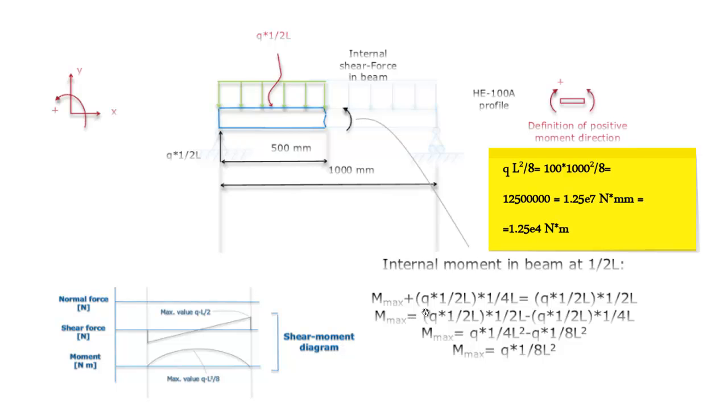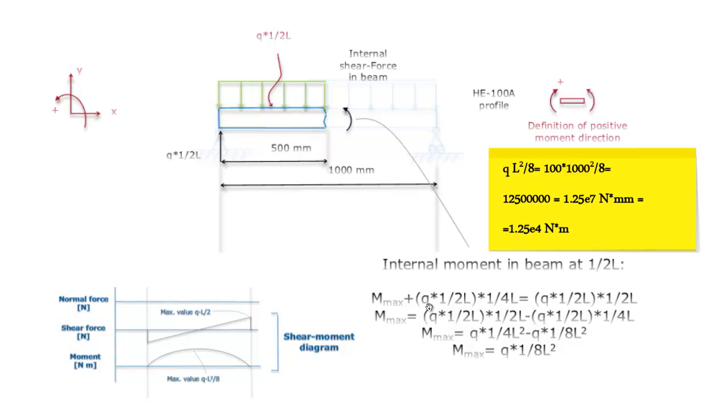Here you see the calculation of the maximum moment. The maximum moment is in the half of the beam. In that case you have the maximum moment that you have here plus this moment, because I've got the counterclockwise direction defined as positive. So this moment I should add to it.